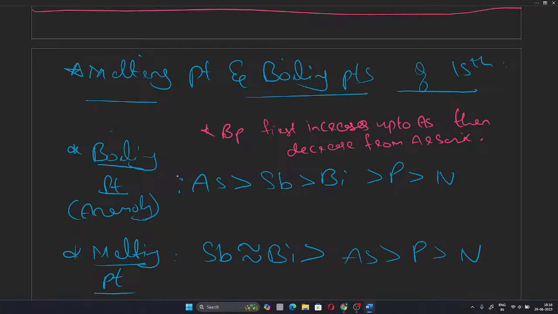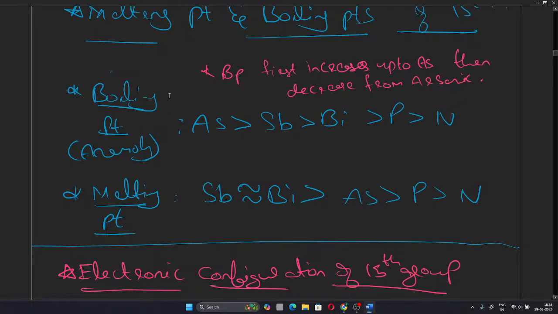As for melting point, antimony and bismuth have the highest melting points, with antimony being the highest, then followed by arsenic, phosphorus, and nitrogen. We can say here melting point decreases down the group.